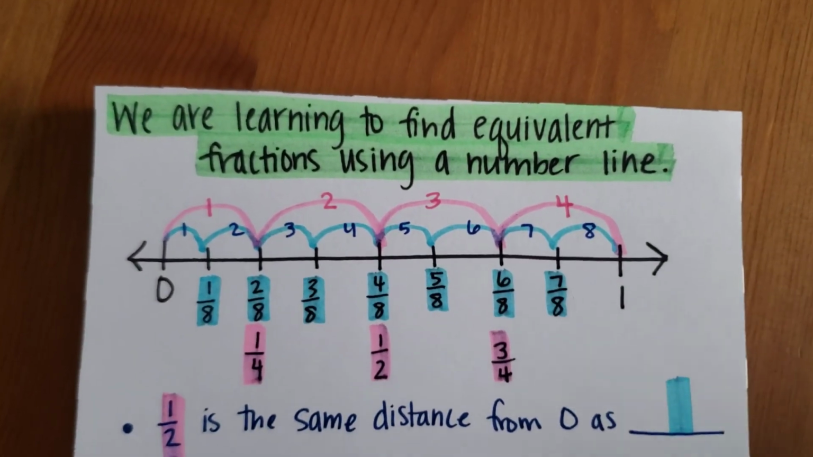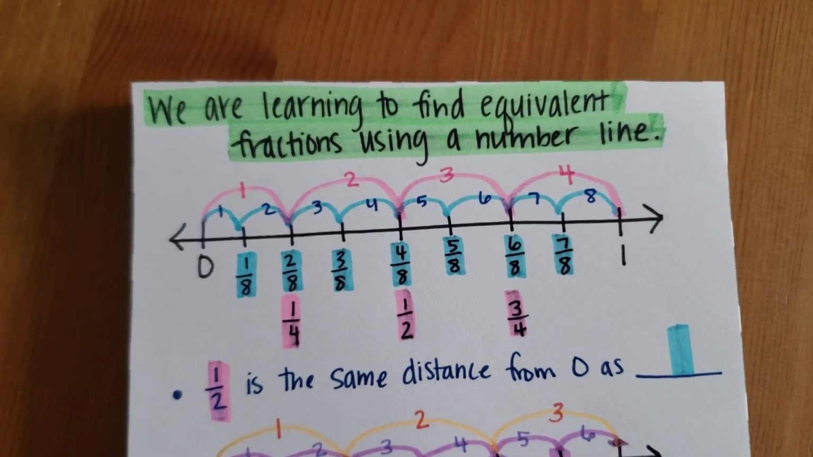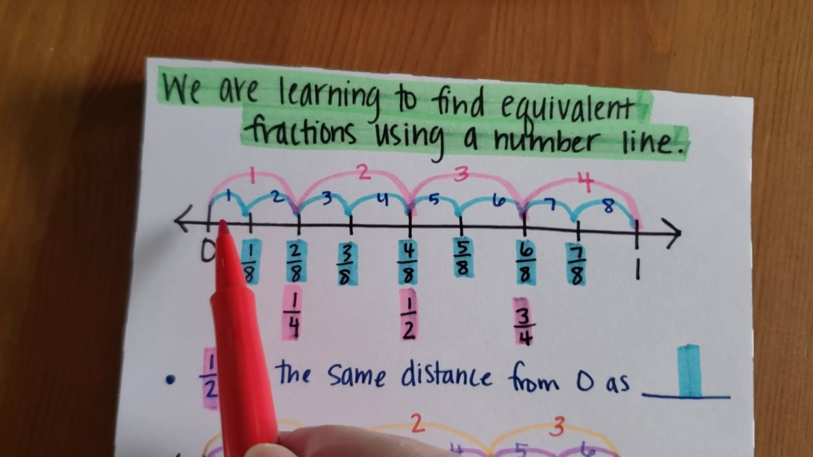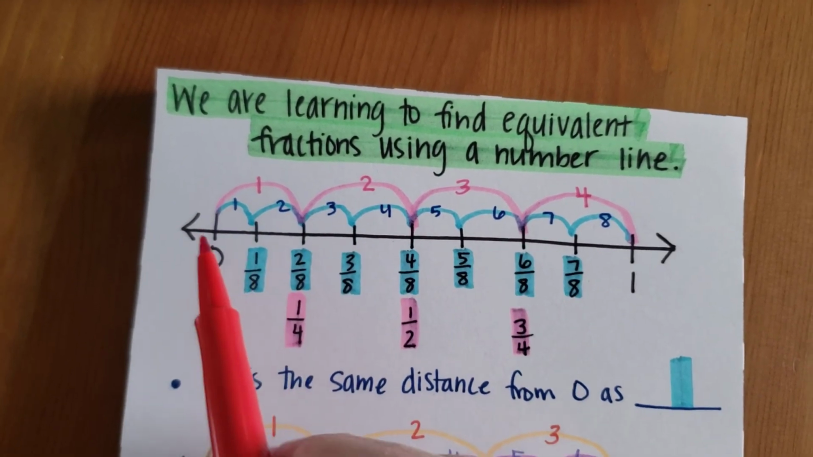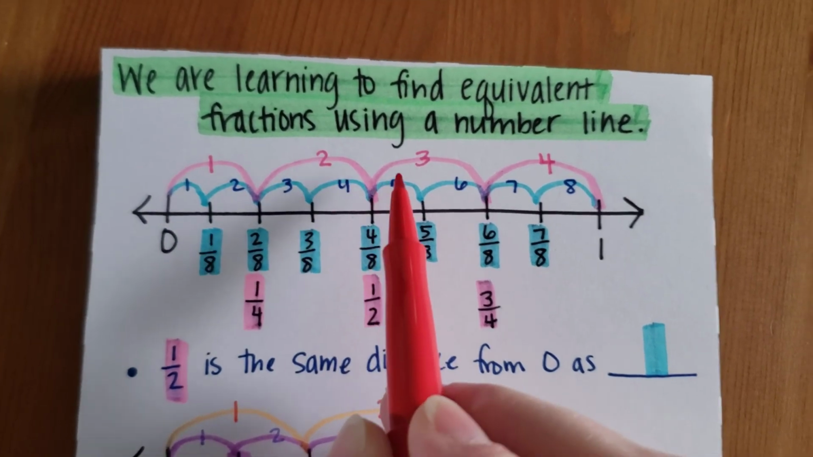Hey guys, I'm going to do a quick video on how to find equivalent fractions using a number line. So in my first example here, I have a line that is cut into 8 parts. And so I showed you here how I can figure out that there are 8s.